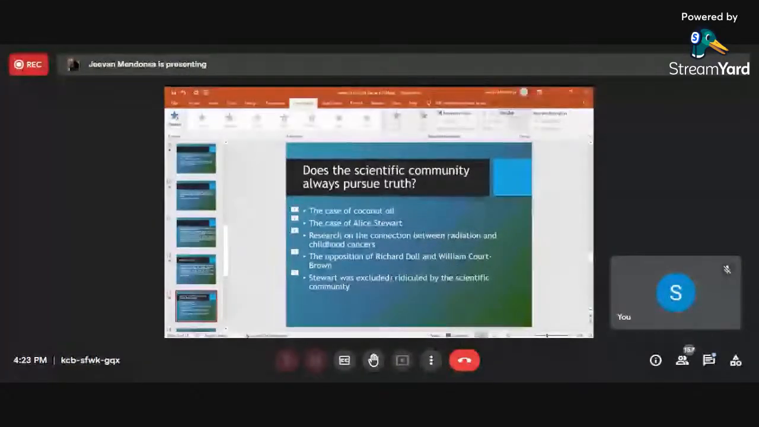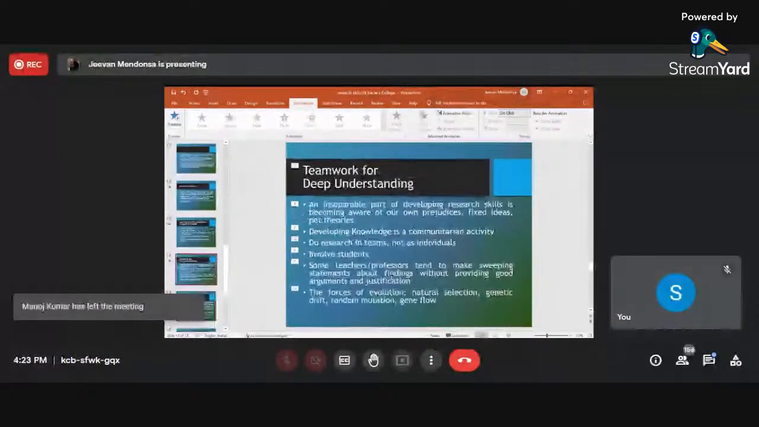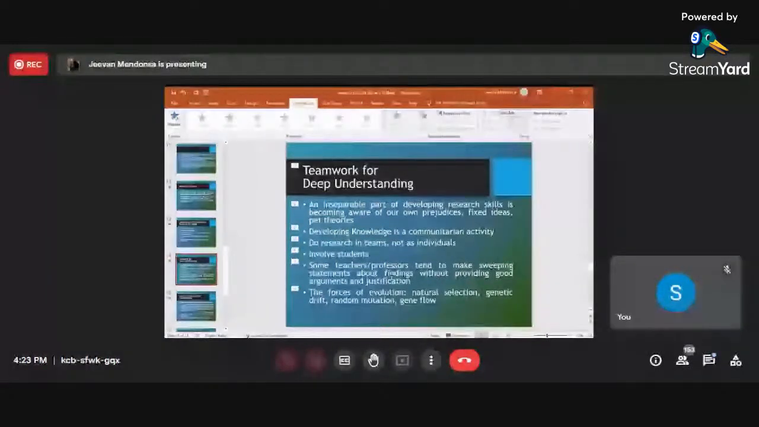And in that, I would like to propose some research skills. That is, having teamwork. Working in a team is important, not as individuals. The more we are working in a network, Dr. Emmanuel also spoke about this point, being in a network, working as a team. Because the more we work with a team, the more we learn from each other, and knowledge really becomes a communitarian activity. So an inseparable part of developing research skills is becoming aware of our prejudices, but also developing knowledge, looking at it as a communitarian activity.